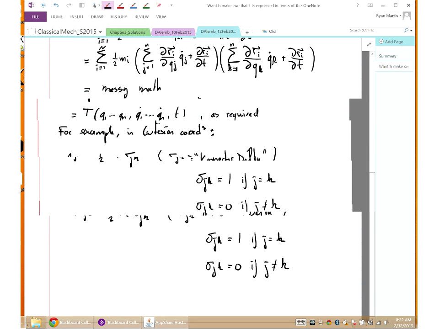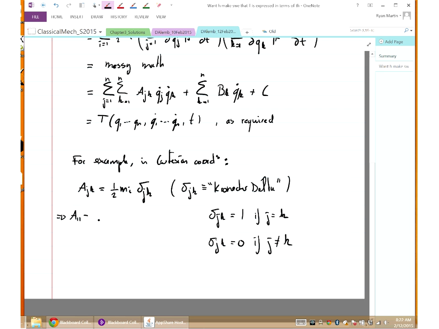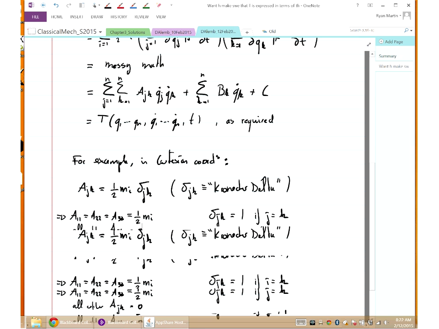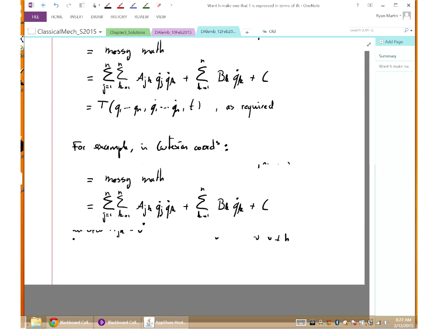So for Cartesian coordinates, we have a_11 equals a_22 equals a_33, and then all other a_jk equal 0. And then similarly, there's no term in the Cartesian version of the kinetic energy that has a single q dot in it. They're all q dot squareds. So b_k and c are both 0.